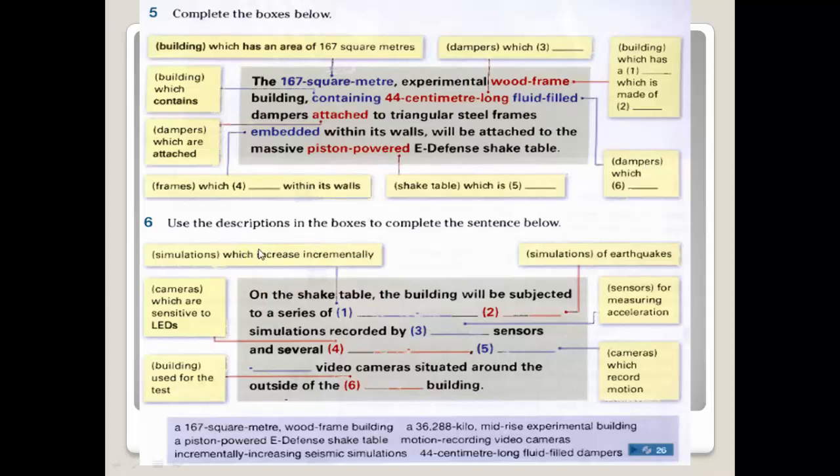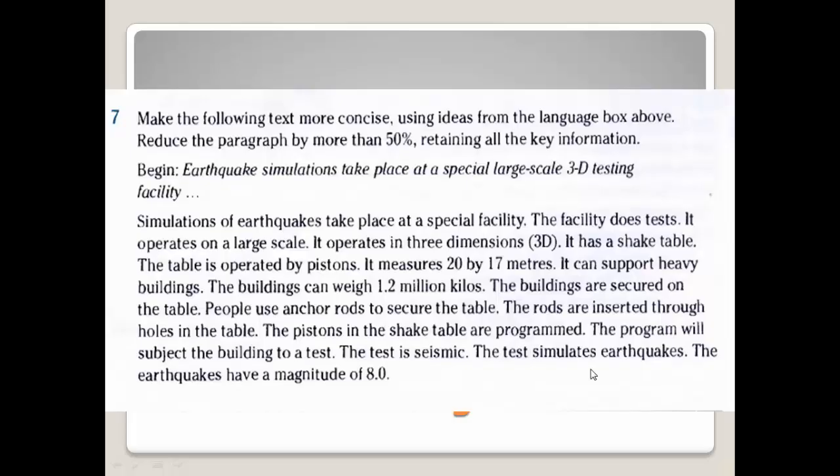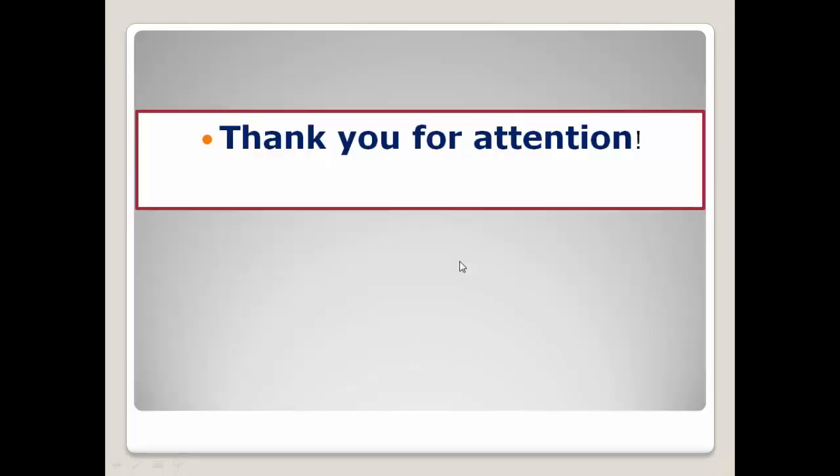Next one, use a description in the box to complete the sentence below. The same task we should complete. Then make the following text more concise using ideas from the language box above. Reduce the paragraph by more than 50%, retaining all the key information. Begin: earthquake simulations take place at a special large-scale 3D testing facility, and we need to complete this gap. So, thank you for your attention.